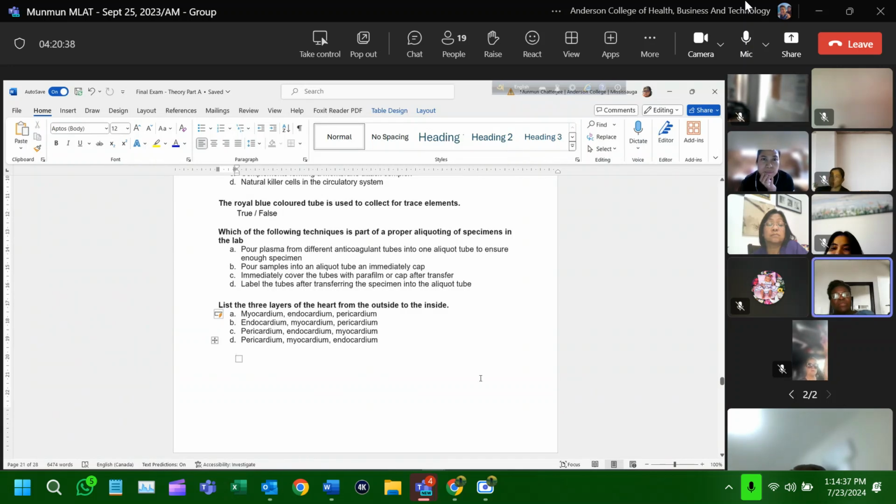Which of the following techniques is part of proper allocating of specimen? Allocate means you have to put the samples in an allocate tube and immediately cap it. So it's B. Allocating technique means you have to pour the plasma in a tube, allocate tube, and then you have to cap it, right? Yes, ma'am.